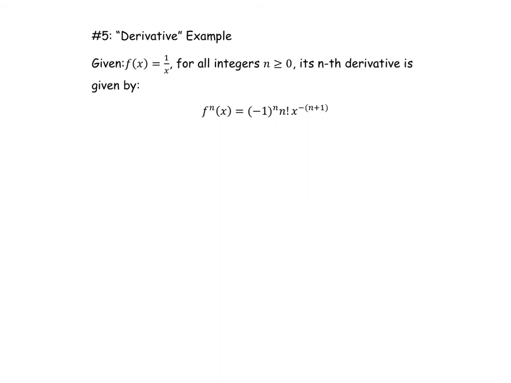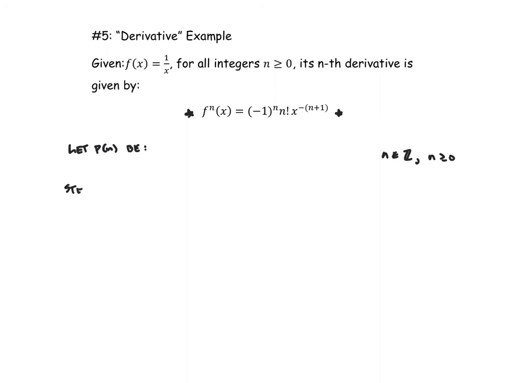Given that f(x) equals 1 over x, for all integers n greater than or equal to 0, its nth derivative is given by the following. This equation here represents the nth derivative. So the 0th derivative would just be the function itself. I'm going to let P(n) be that statement above, for n in Z and n greater than or equal to 0. So it's an integer greater than or equal to 0. It's not just the positive integers, but also starts at n equals 0.